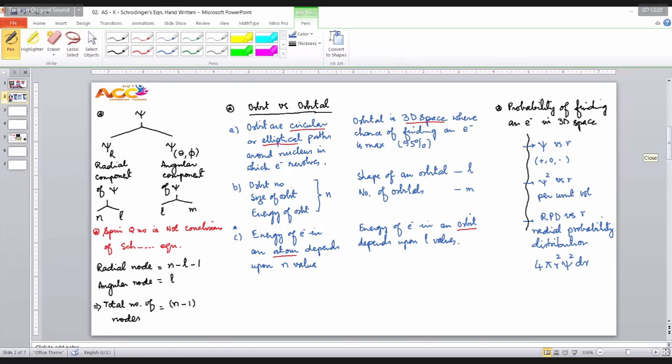Yes, that will come. What is a radial and angular node? That will come in a future discussion. It will come in 5 minutes. Wait for that. Go ahead, go ahead.